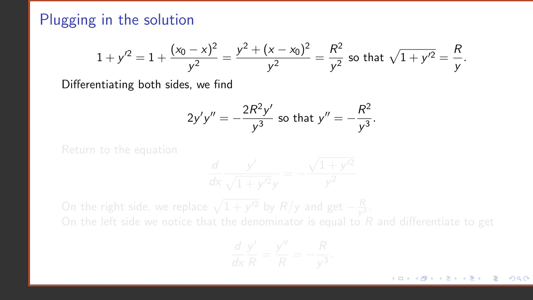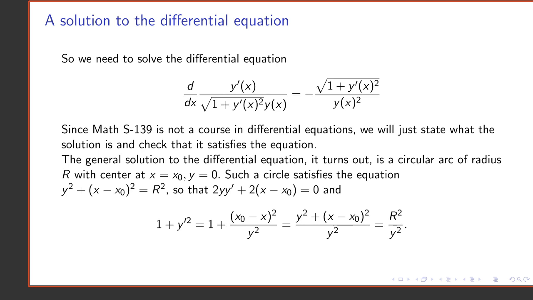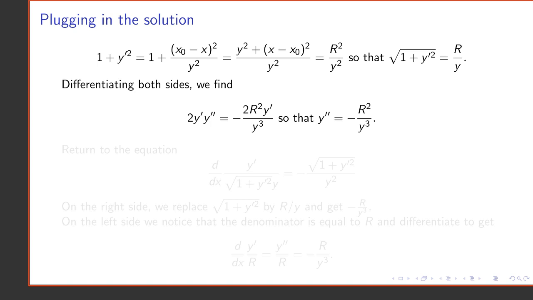Okay, let me quickly review what we just found. We just found that 1 plus y prime squared equals r squared over y squared. So the square root of 1 plus y prime squared is just r over y. Now I take the equation 1 plus y prime squared equals r squared over y squared. When I differentiate the left-hand side, I get 2 times y prime times y double prime. When I differentiate the right-hand side, I get minus 2 y prime over y cubed times r squared.